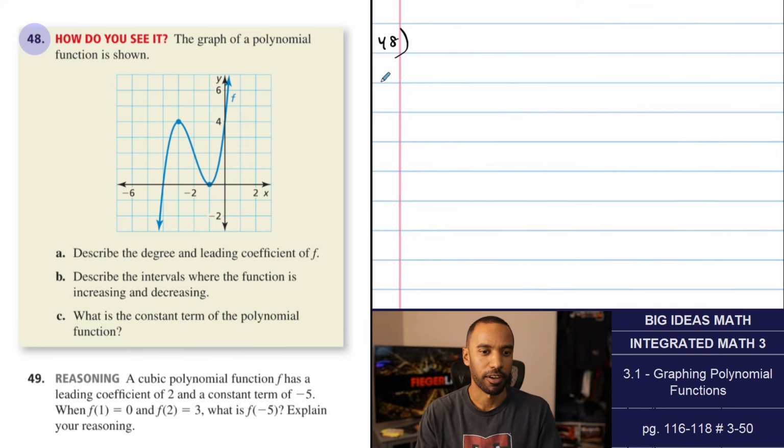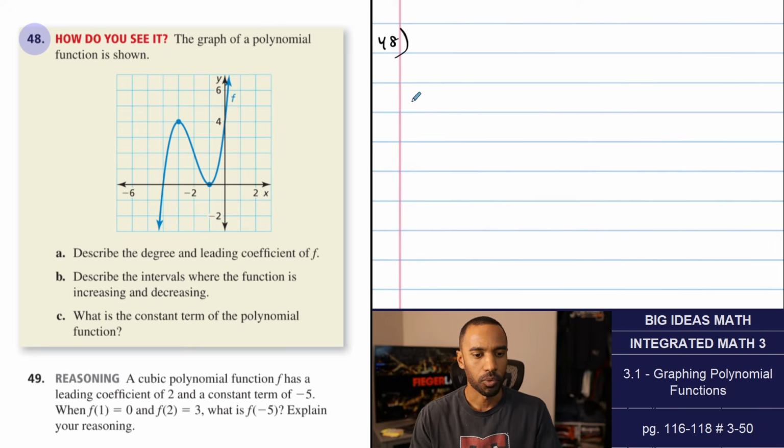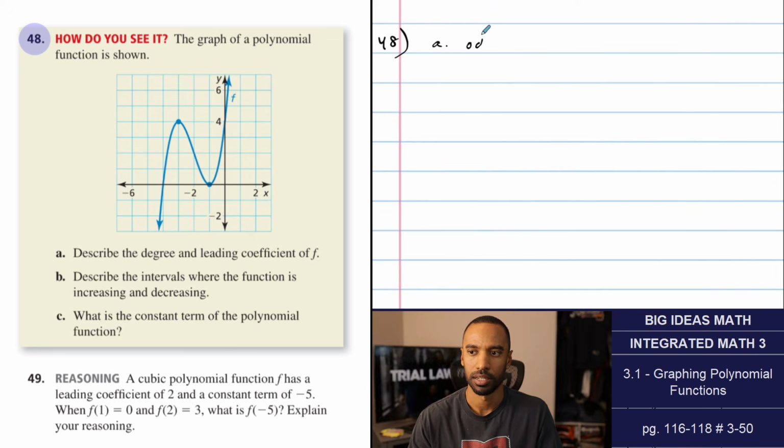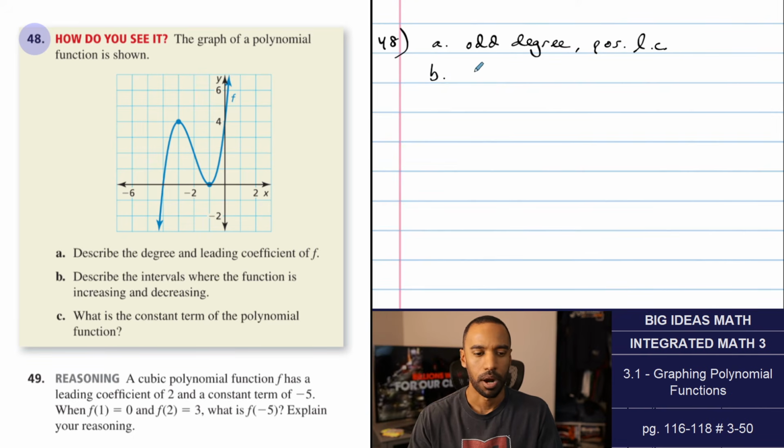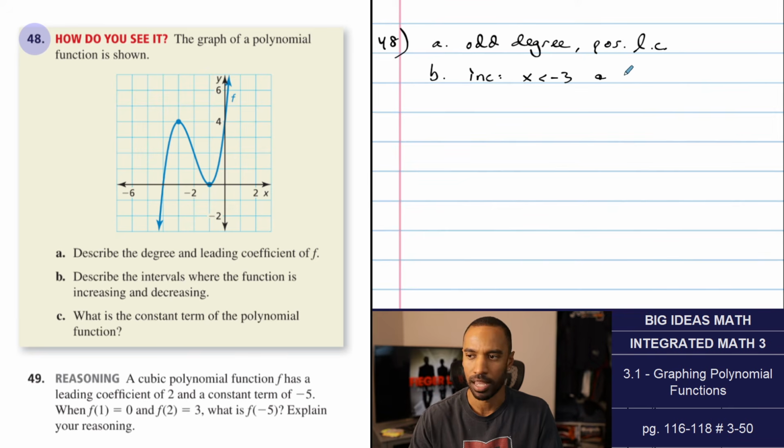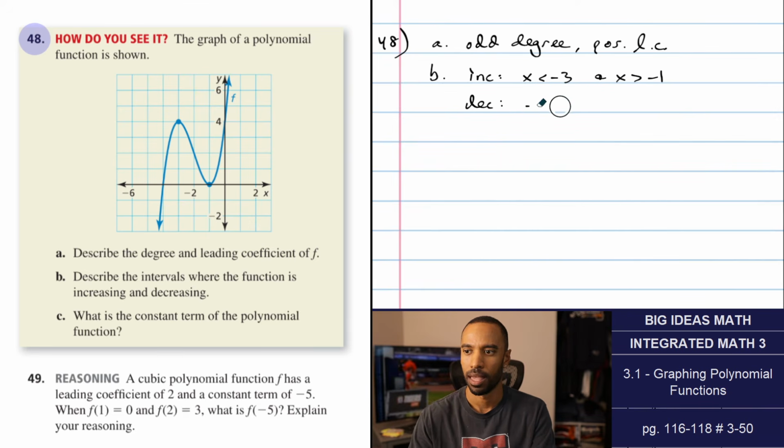The graph of a polynomial function is shown. Part A, describe the degree and leading coefficient of f. I see this as an odd degree and positive leading coefficient. Part B, describe the intervals where the function is increasing and decreasing. I see it increasing when x is less than -3 and when x is greater than -1. I see it decreasing between -3 and -1 on x.